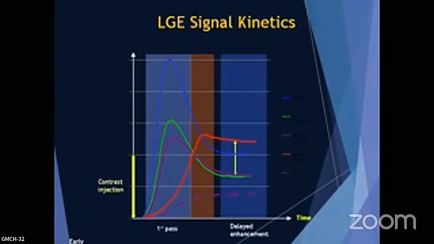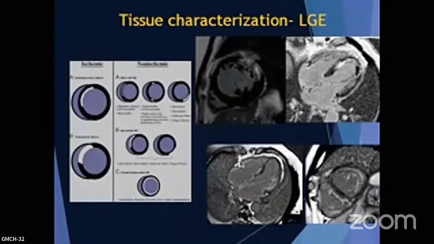Okay, so first, when we give contrast, we always take a first pass, then we take an early gadolinium enhancement just after giving contrast, then we do delayed enhancement after 5 to 10 minutes. And we can do the tissue characterization based on the patterns of LGE.